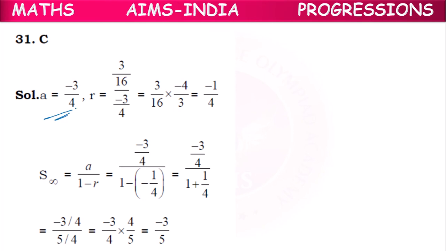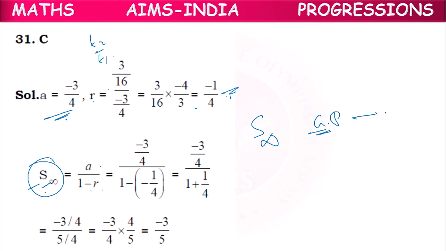So here A value is 3 by 4. R value, if we calculate by the formula T2 by T1, we will get the value minus 1 by 4, minus 1 by 4. And we have sum of infinity formula as A by 1 minus R, sum of infinity of geometric progression, which is continuing up to infinity. For that, the sum is A by 1 minus R. Let's substitute the values and let's simplify. We will get the answer as 3 by 5. 3 by 5.